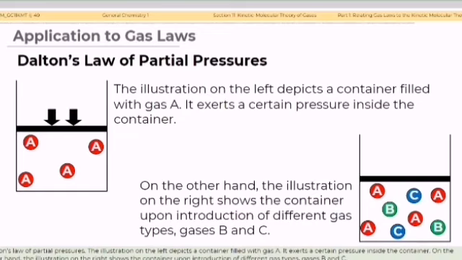Dalton's law of partial pressure states that, and it is illustrated on the left image, which depicts a container filled with gas A. It exerts a certain pressure inside the container. On the other hand, the illustration on the right shows the container upon the introduction of different gas types, gas A, B, and C.